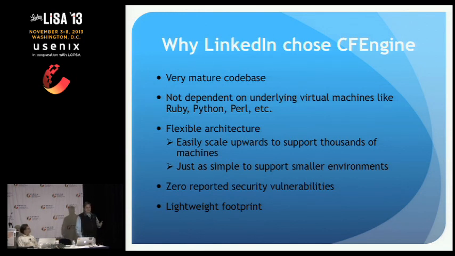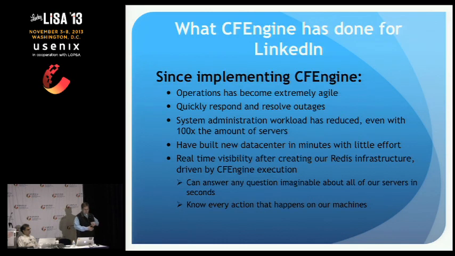We can easily scale upwards and build data centers with tens or hundreds of thousands of machines, but we can also scale down very easily to support a point of presence with maybe 10 machines. It's had 0 reported vulnerabilities, so that's a pretty big bonus, and it's also a very lightweight footprint. It's completely written in C. So what has CFEngine done for LinkedIn?